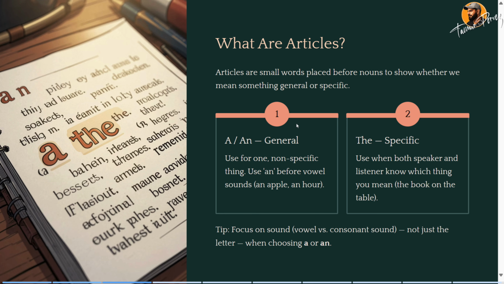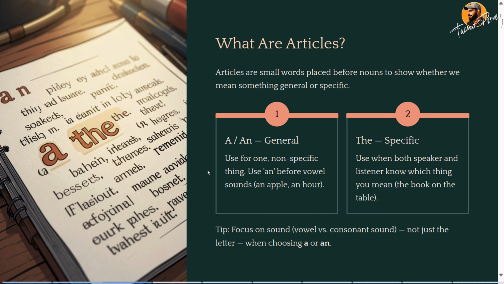So first of all, what are articles? Articles एक जो small words होते हैं जो हम nouns के पहले हम वो place करते हैं to show whether we mean something general or specific. अच्छा, articles होते कौन कौन से हैं? A, an, and the. ये 3 आर्टिकल्स होते हैं. ए और एन जो है वो जनरल आर्टिकल्स हैं एंड द इज़ अ स्पेसिफिक वन. तो हम इन दोनों का यूज़ सीखेंगे.